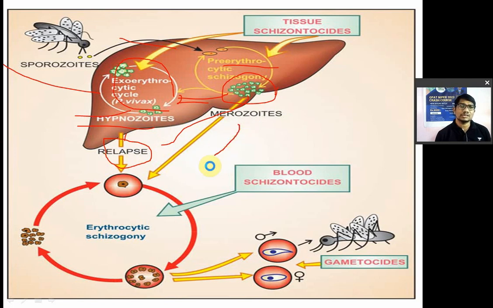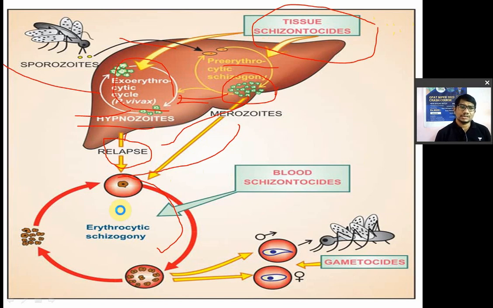Now when these merozoites are in the blood, they will infect the RBC blood cells, right? When these merozoites or sporozoites are in the liver, they are known as tissue schizonts, and drugs which kill these tissue schizonts are known as tissue schizonticides.